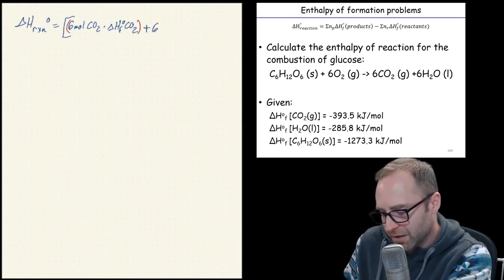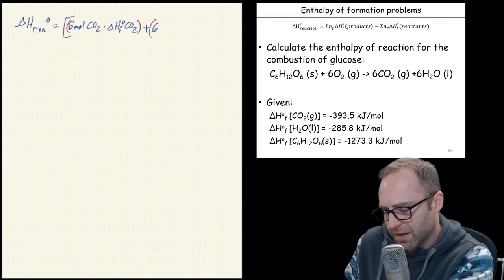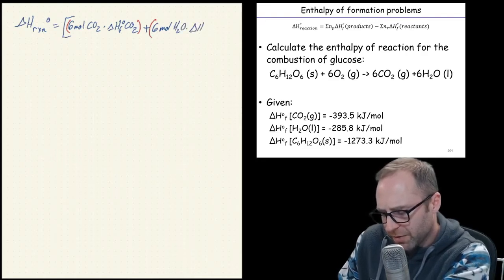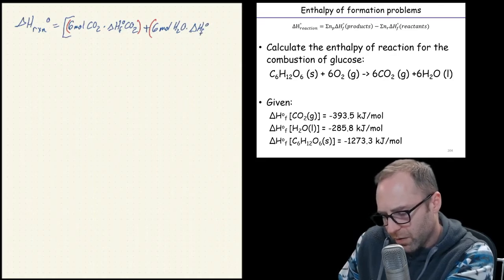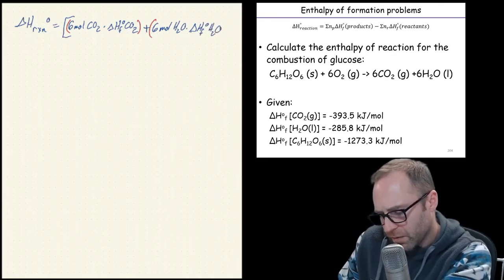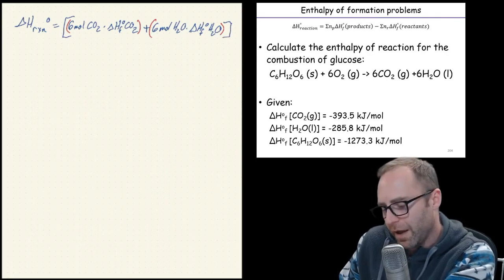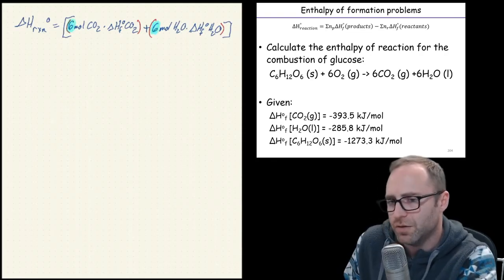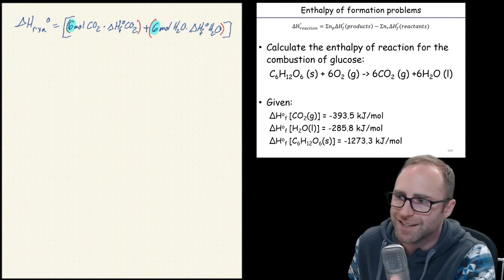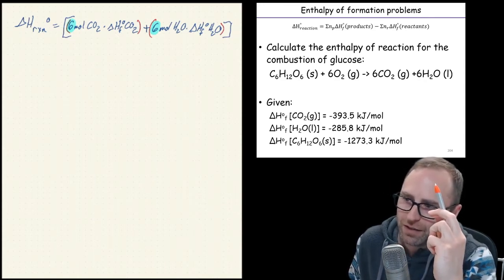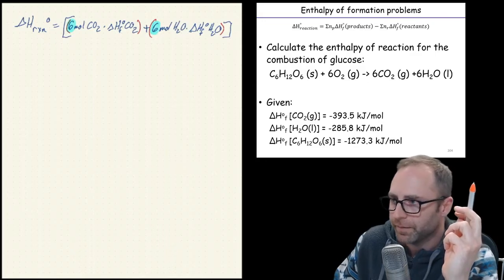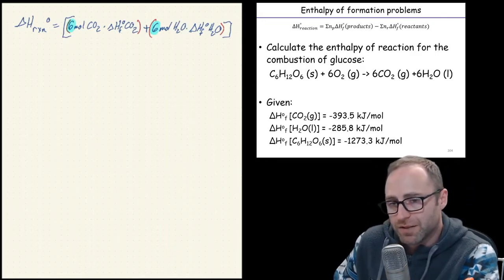So then I'd have 6, and I need to put a parenthesis down. I've got 6 moles of water. I'm going to multiply that by the enthalpy of formation of water. That's my last product, so I'm going to close my bracket. And before I go too far, I just want to point out that the 6 used in this part of the equation corresponds to the six you're seeing in the equation, the six moles of carbon dioxide that get formed, and separately the six moles of water that get formed. So that's where those sixes are coming from.